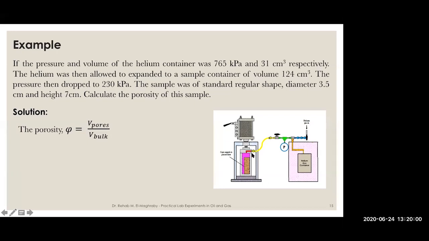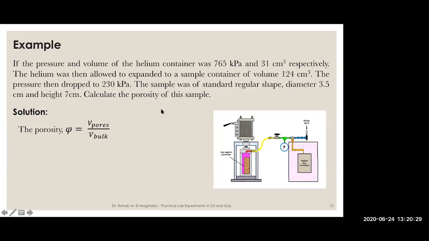You were given, or you measured, that the pressure dropped to 230 kilopascal. Also, the volume of the sample container is known, 124 centimeter cube. You also can measure the dimension of this standard core. The diameter of this standard core is 3.5 centimeter and the height was 7 centimeter. Can you calculate the porosity of this sample?